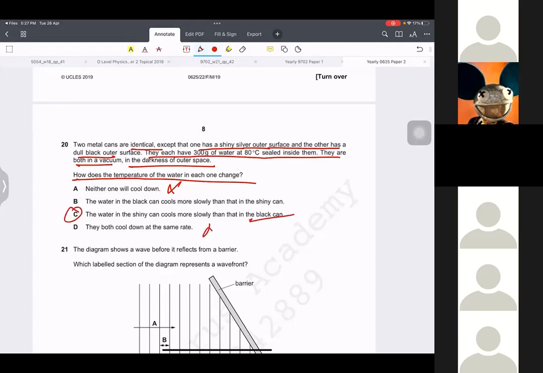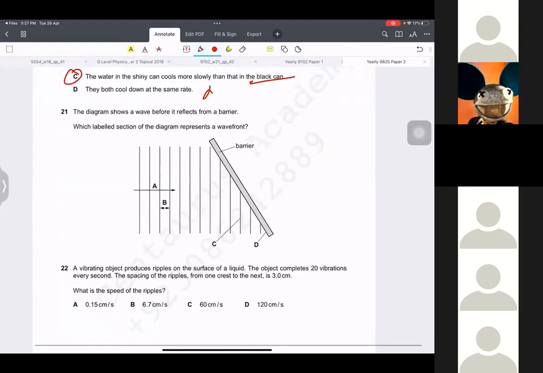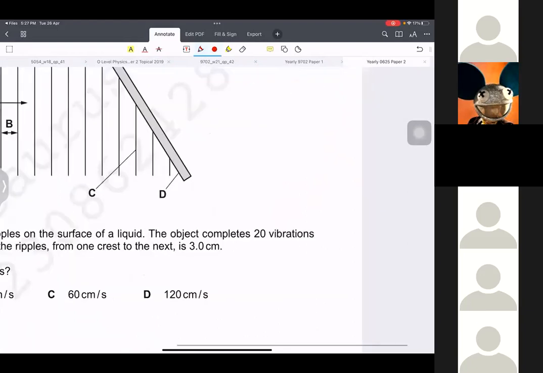Okay, no. All right. Now the diagram shows a wave. Okay, and which diagram represents a wave front? See.